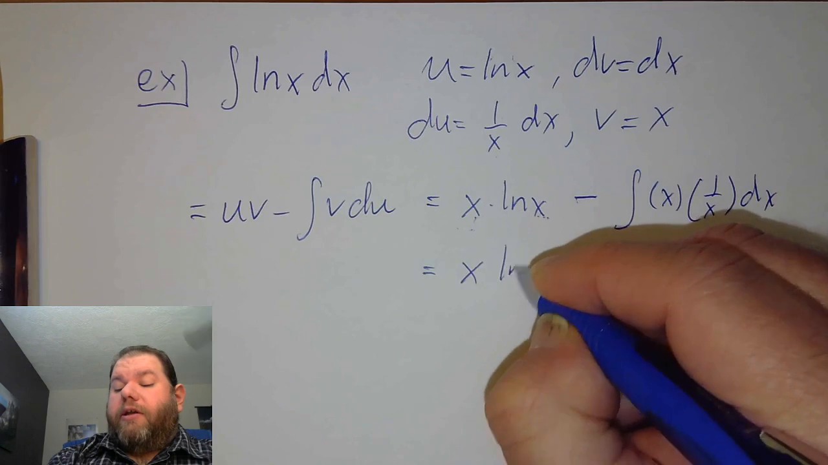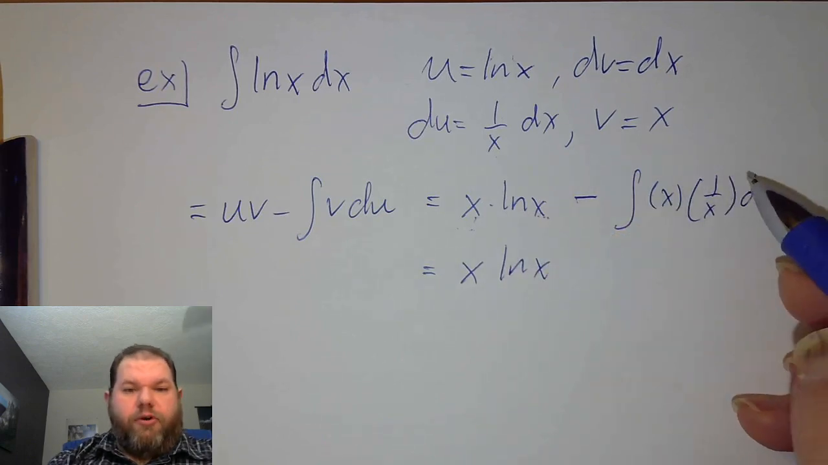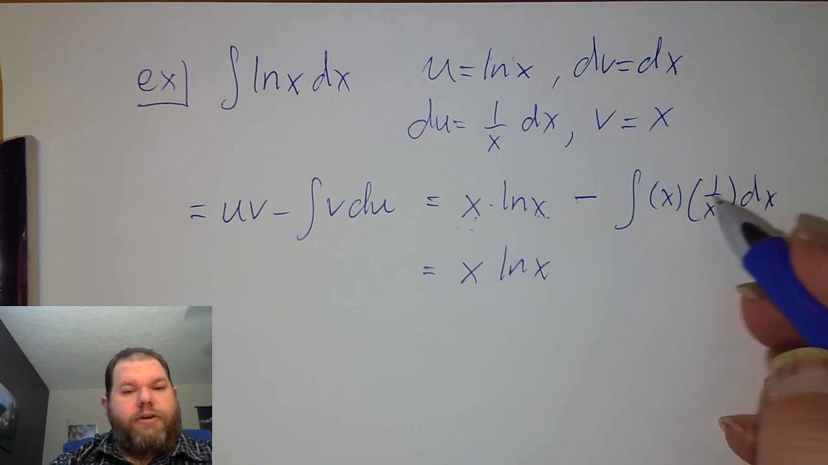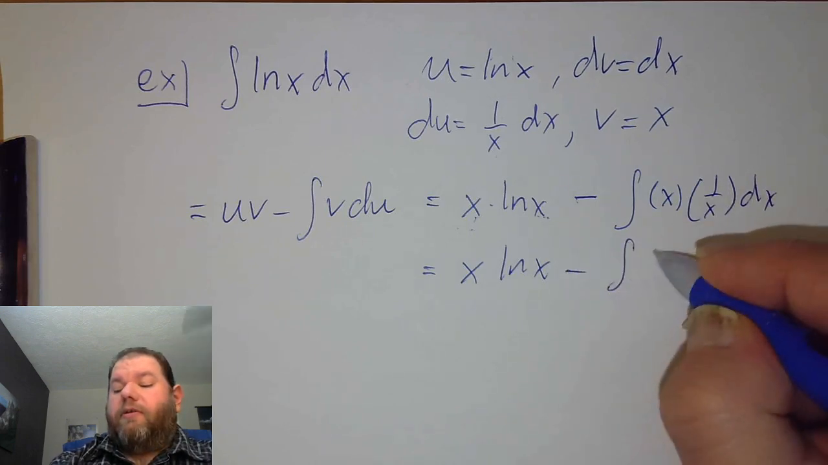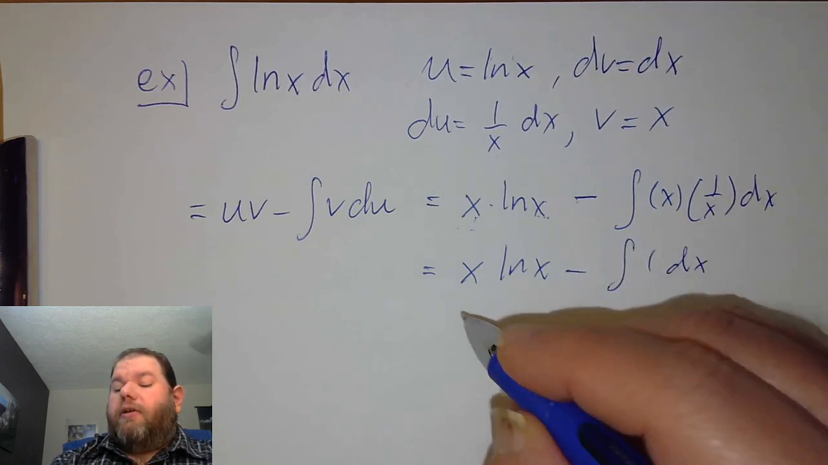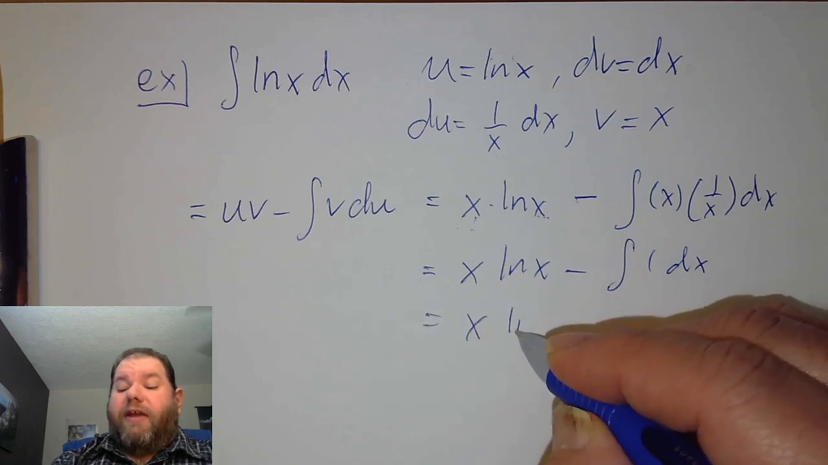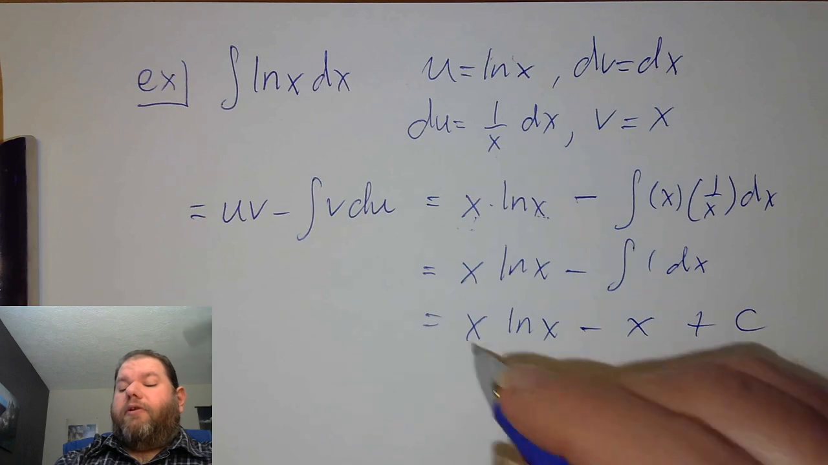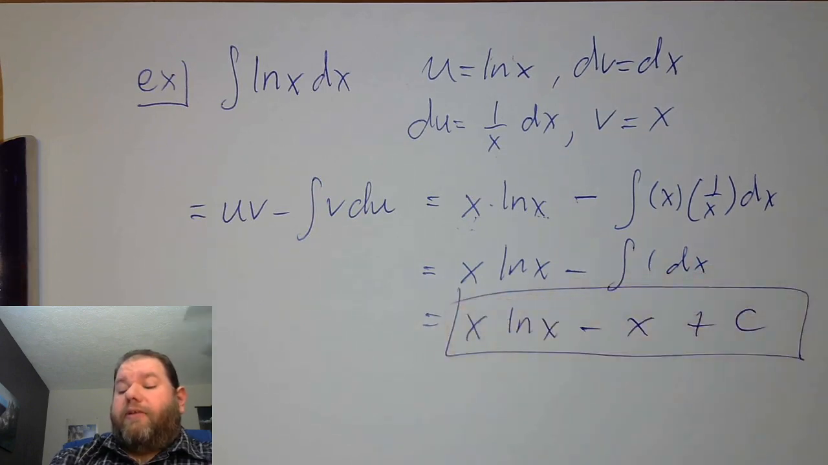Now we can go ahead and we have x times 1 over x, so we can combine that. The x's cancel, so it's just a 1 times dx. So the integral of 1 is just x. And then we have our constant of integration. And that's our answer right there.